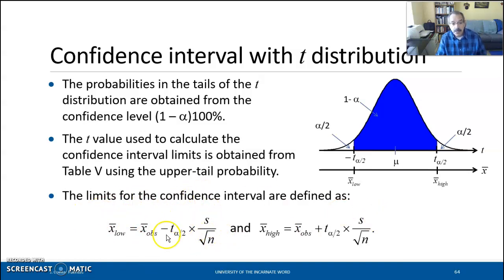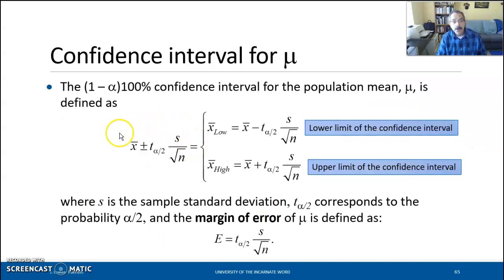And so this is how we calculate the lower limit and the upper limit of the confidence interval for the population mean. In fact, the book shows you that the confidence interval limit for the mean is defined as this, but in the slides I'm going to be working with these two equations because they give you explicitly the lower and upper limits of the confidence interval.